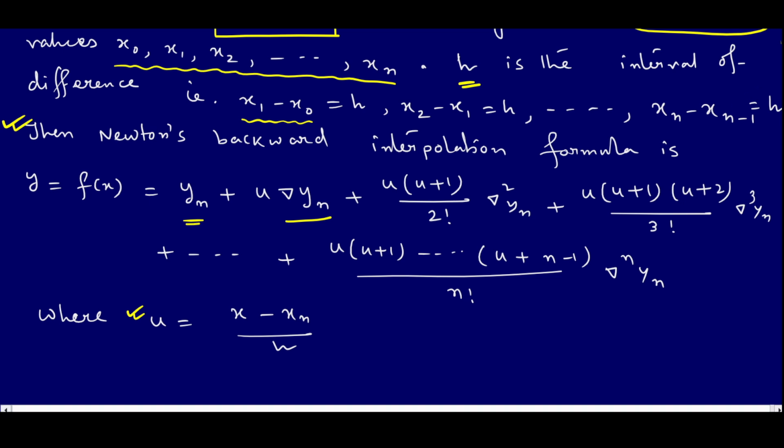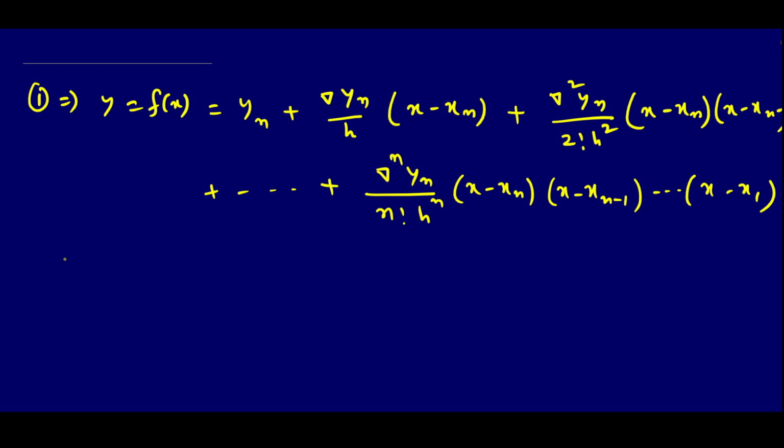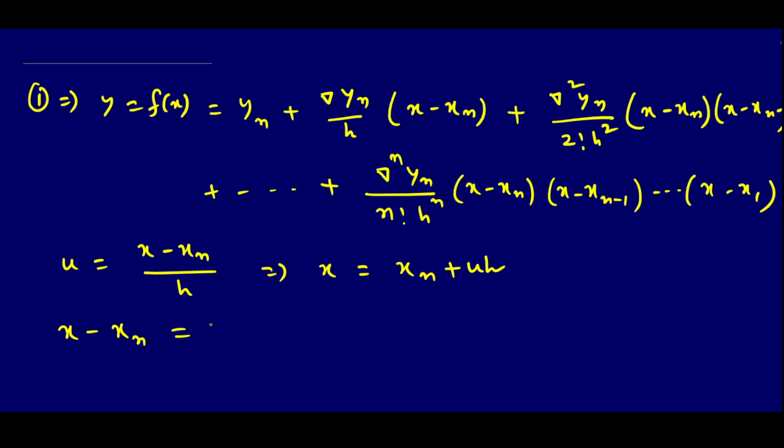So we'll now convert this in terms of U. What is U? U is our x minus xn divided by h. So let us cross multiply it. So after cross multiplying, you will get x equals to xn plus uh. Okay, xn plus uh. So then what will be our x minus xn? X minus xn is how much? From this x minus xn is uh. And what is x minus xn minus 1? So in place of x, you can put xn plus uh. And what is xn minus 1?